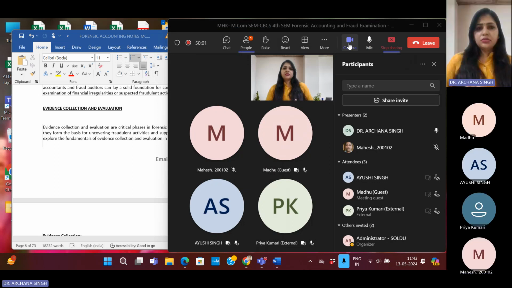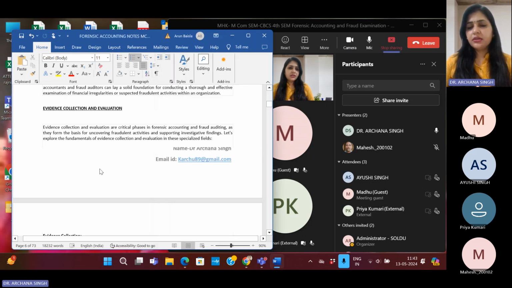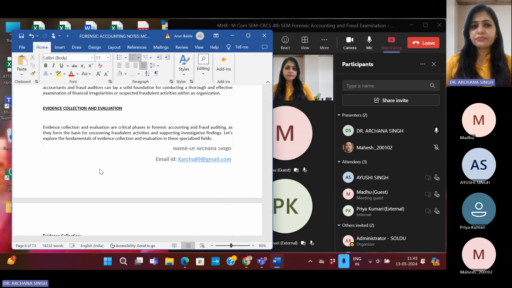Now, the next topic in your first unit is evidence collection and evaluation. Evidence collection and evaluation are basically the most important phases of forensic accounting and fraud auditing, because they form the base for uncovering fraudulent activities and supporting the findings of the investigation. So what are the fundamentals of evidence collection and evaluation in these specialized fields?